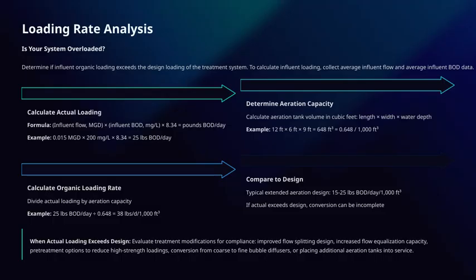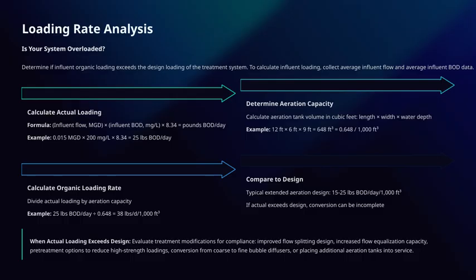Let's take a closer look at the loading rate analysis. The key question here is: is your system overloaded? To figure that out, we need to determine if the influent organic loading exceeds what the system was designed to handle. This involves collecting the average influent flow and average influent BOD data. Once we have those numbers, we can calculate the actual loading.